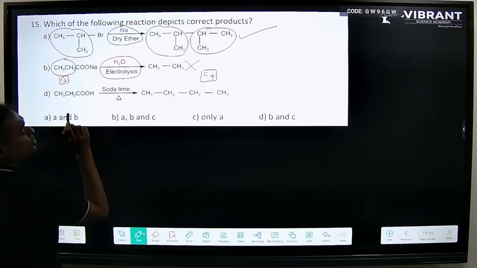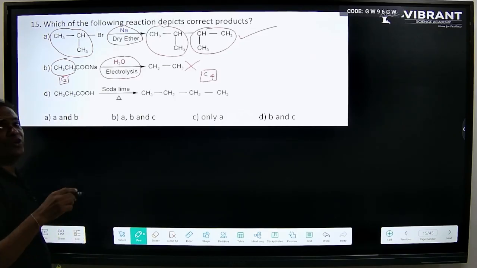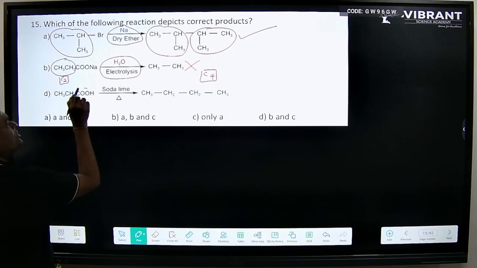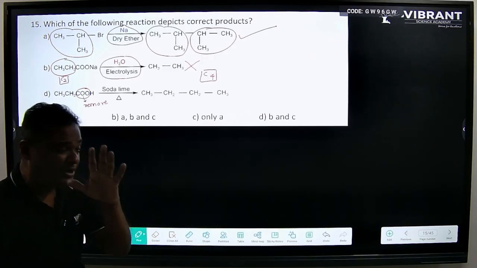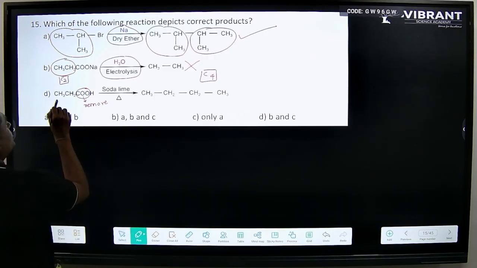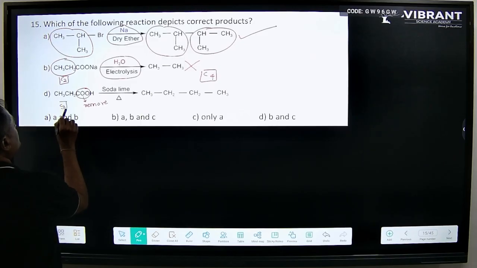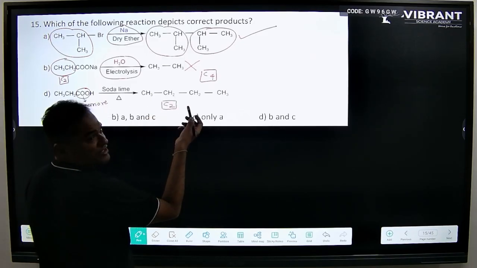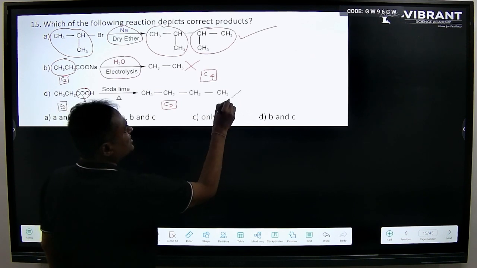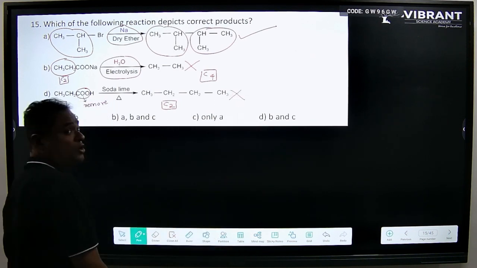What is soda lime? Soda lime is used for decarboxylation. And what is decarboxylation? Here your carbon dioxide will get removed, and you will get nothing but an alkane with 1 carbon atom less. So here there are a total of 3 carbon atoms, so your product has to be of 2 carbon atoms. But here something incorrect is given, and that's why even this product is wrong.